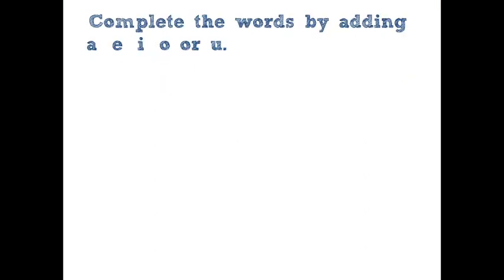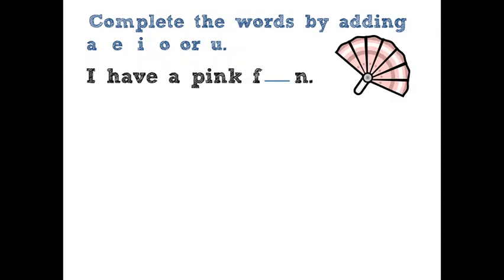Now there's a little homework for you. A small one. Complete the words by adding A, E, I, O, or U. I have a pink. Look at the picture. It's a picture of a fan. Sound out the word fan. And you'll be able to write the missing vowel.